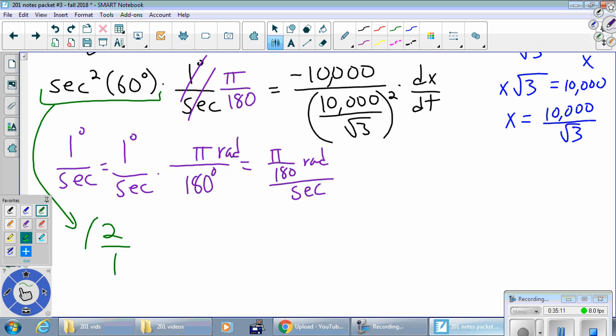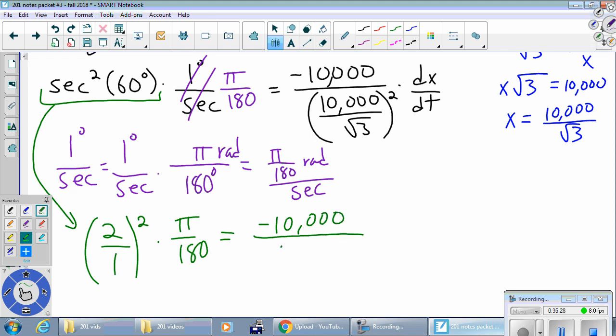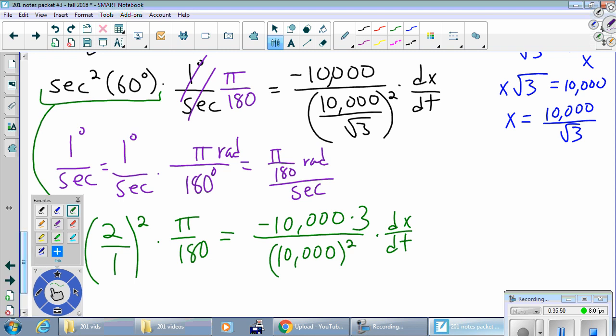But this is secant squared, so it needs to be squared. And then I'm going to copy my pi over 180. That's my correction factor. Equals, okay, let's clean this thing up here. I've got negative 10,000 on the top, divided by. Now I'm going to square both things in the parentheses here. I'm just going to write it as a 10,000 squared. And then the radical 3 gets squared, so that's just going to become plain 3, but it's in the denominator of my fraction. So I'm going to multiply top and bottom by 3 and discover that that 3 really belongs up on the top. And then dx dt, again, is the question mark, so that one is fine in our equation.